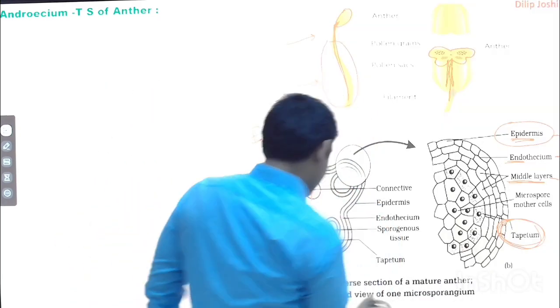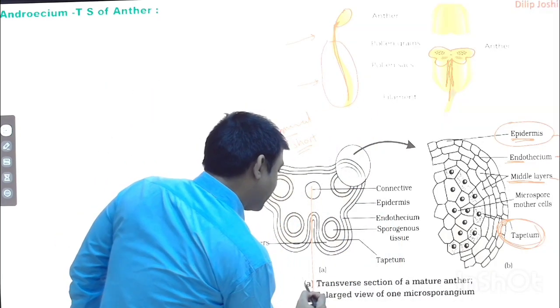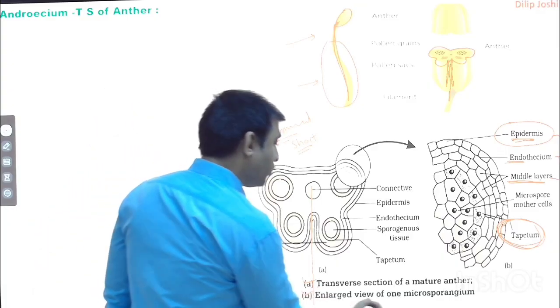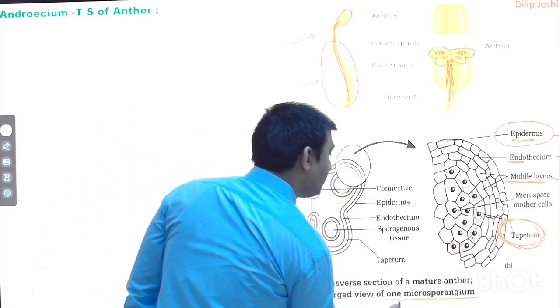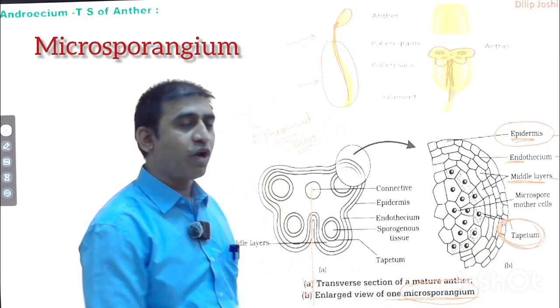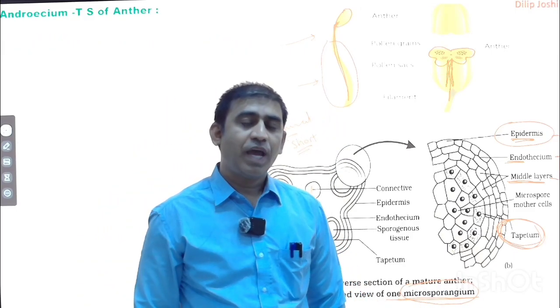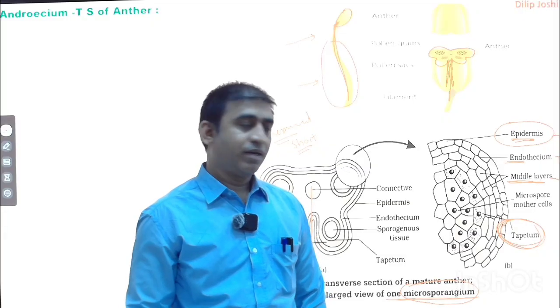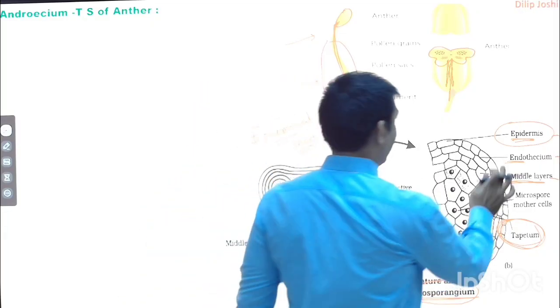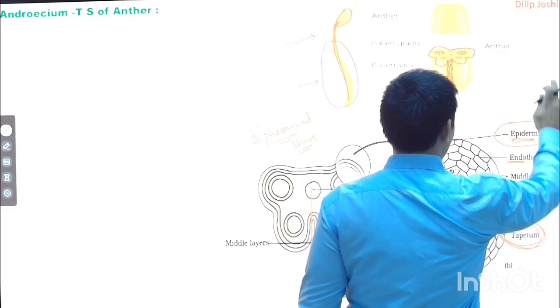Then here is the diagram of the transverse section of a mature anther. Then an enlarged view of one microsporangium. The name is given here, microsporangium. Micro means small, spora means spore, and angium means bag. This is called microsporangium because it contains the microspores.